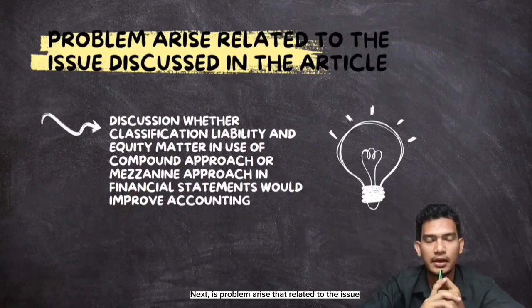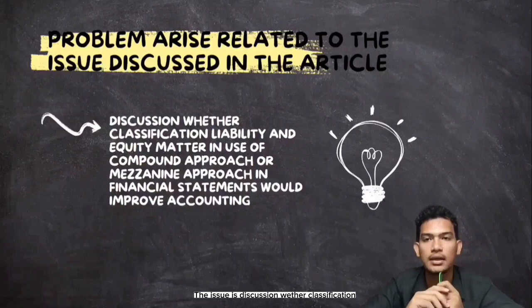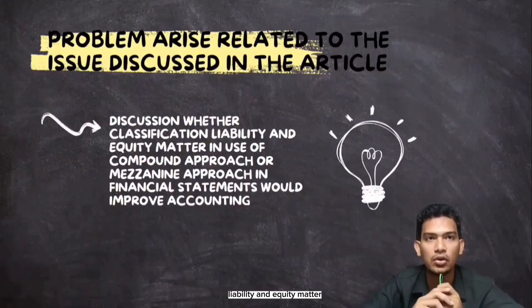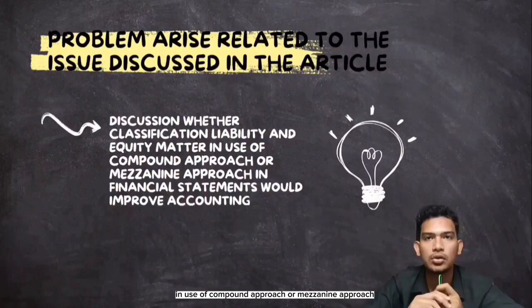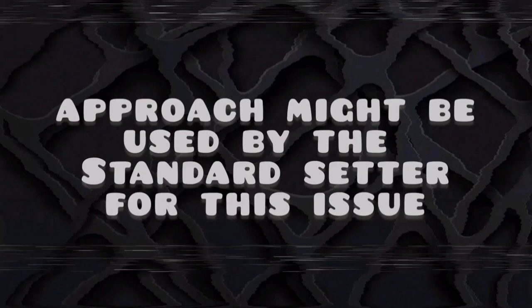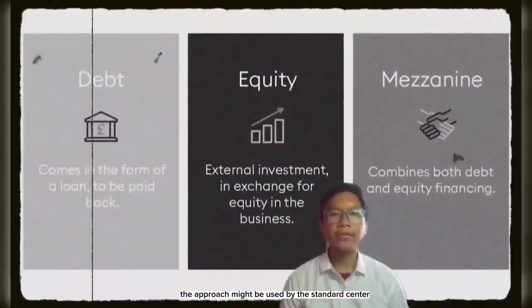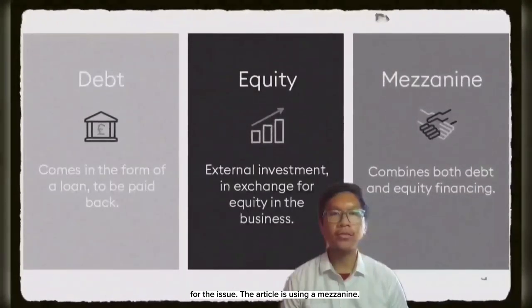Next is the problem that relates to the issue we discussed in the article from Fargher et al. 2018. The issue is a discussion of whether the classification of liability and equity matters, and whether using a compound approach or mezzanine approach in the financial statements would improve accounting. Okay, next is the approach that might be used by the standard setter for the issue. The article is using mezzanine.